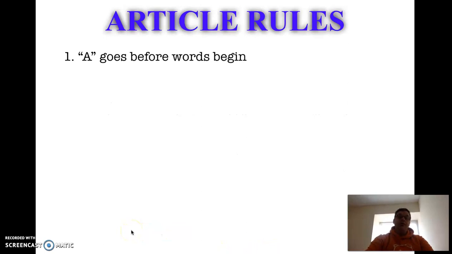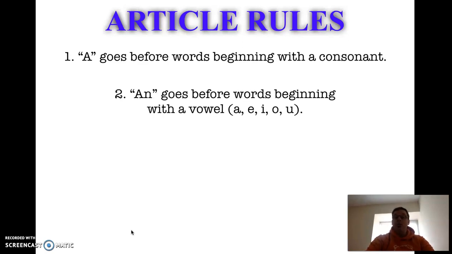Okay. Let's look at some rules quickly. So we talked about these. A goes before words beginning with a consonant. C, D, M, L, R. We said that an goes before words beginning with a vowel. A, E, I, O, U. Also before words, remember, that have a vowel sound, like hour.